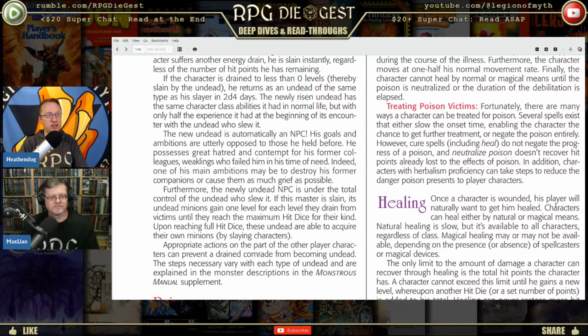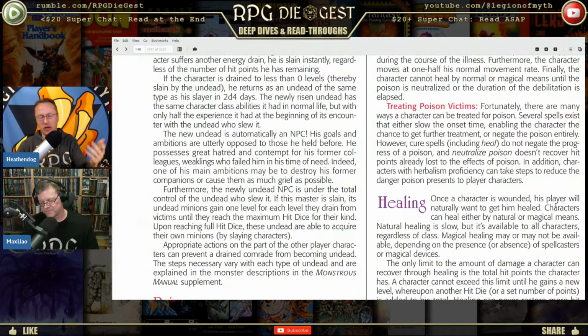If this master is slain, its undead minions gain 1 level for each level they drain from victims until they reach maximum hit dice for their kind. Upon reaching full hit dice, these undead are able to acquire their own minions by slaying characters. Okay. So for some reason, the book decided to create story arcs about this. Okay, fine. So this is what happens.